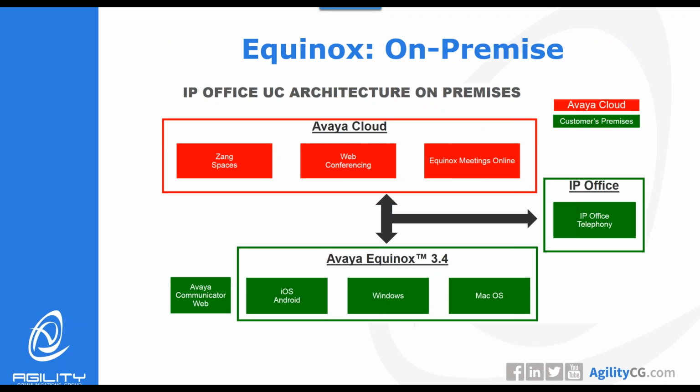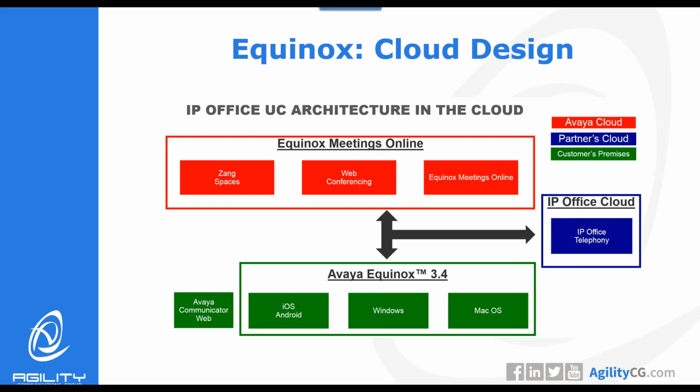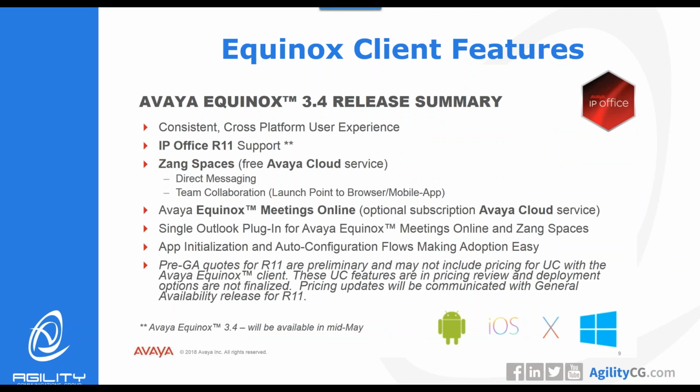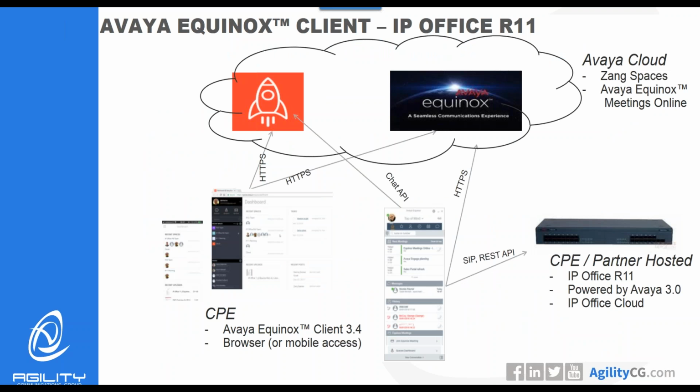And we've got some information here on how all that stuff is going to work in terms of an on-premise deployment, a cloud-based deployment, cloud designs using Equinox, and how all of that's going to be interfacing together. Equinox client does have some good features. The Zang Spaces team collaboration is a free Avaya cloud service that comes with Equinox. It does have an Outlook plugin, which is always good. Everybody likes to manage their communications from one screen if possible, and Equinox certainly tries to make that effort possible.